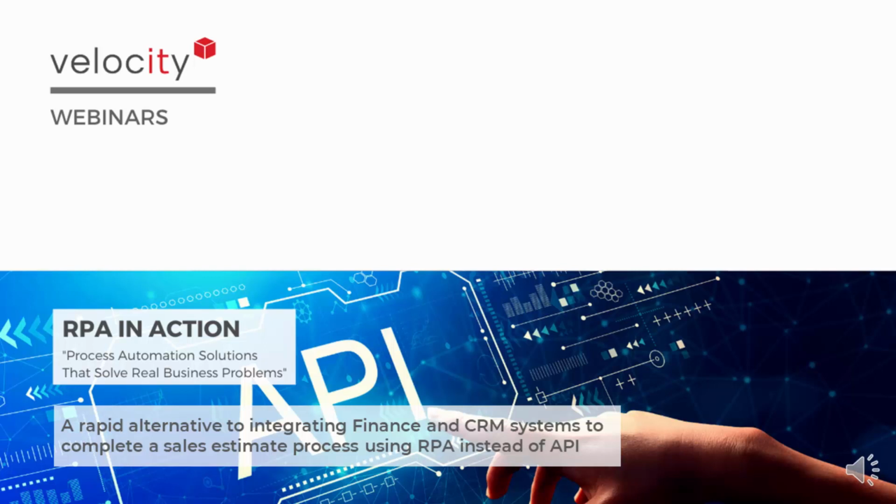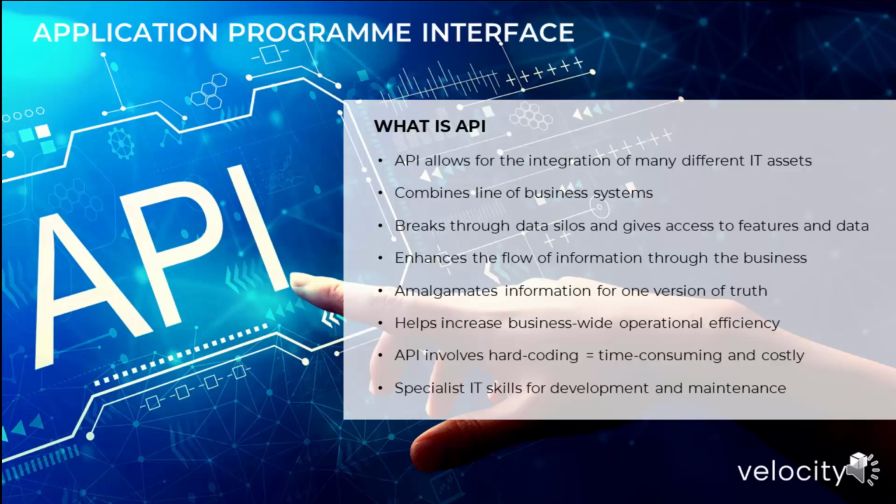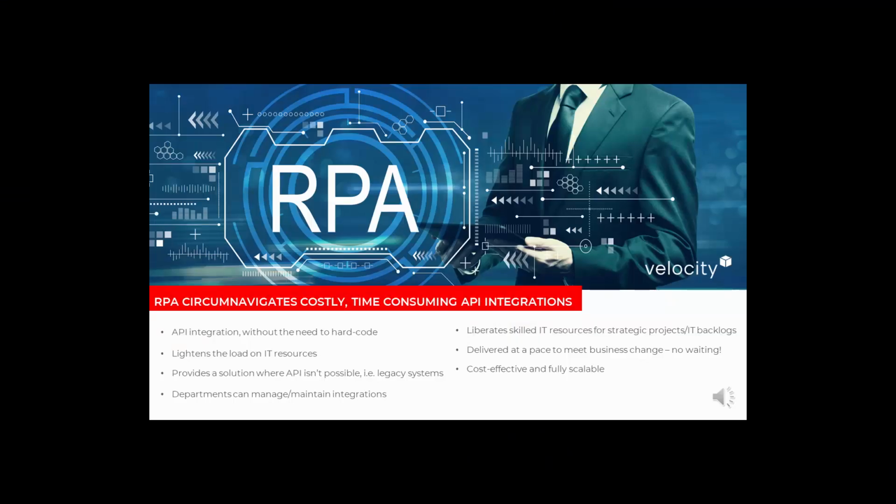Today we'll be focusing on the use of RPA to overcome the need for complex integrations using APIs. So what do we mean by an API or application program interface? Well, essentially an API allows for the integration of multiple systems and many different IT assets. It allows us to take those systems and combine them to break through data silos and give access to features and data. So it enables us to enhance the flow of information through the business, amalgamating information over multiple systems to provide one version of the truth. It also helps us to increase business-wide operational efficiencies.